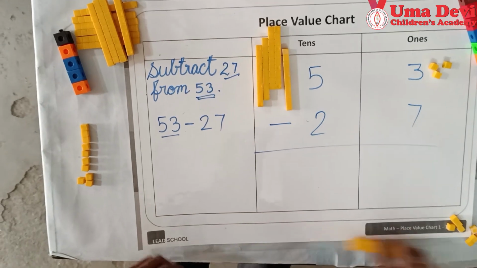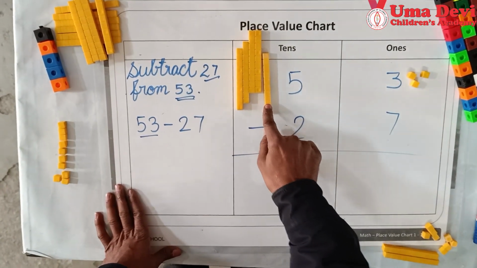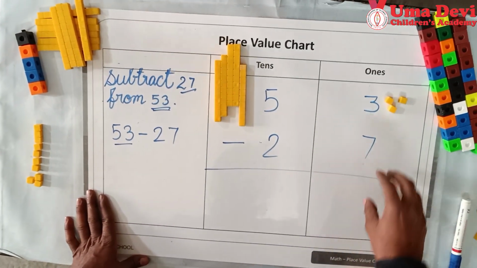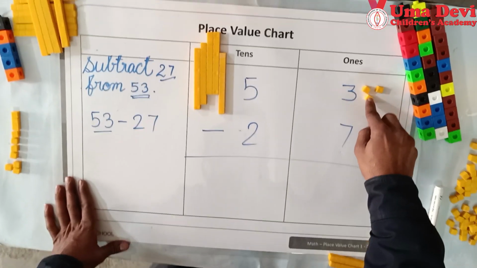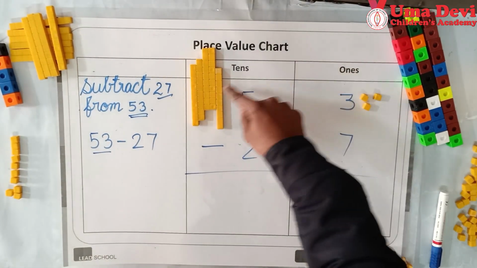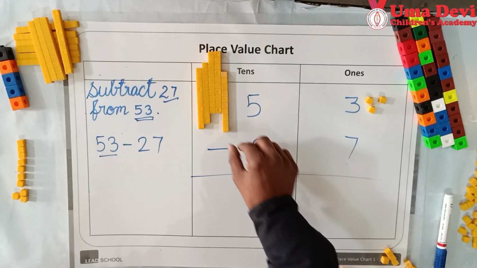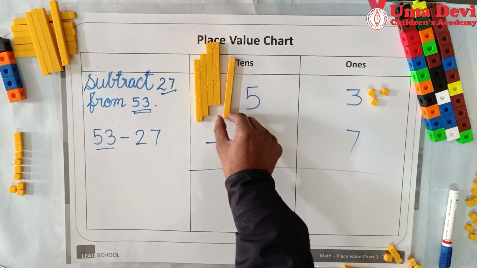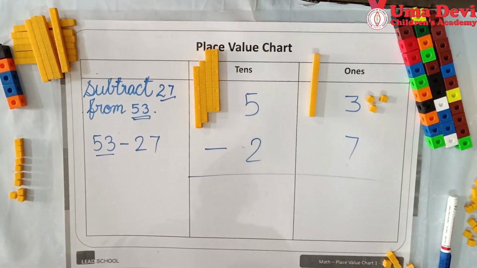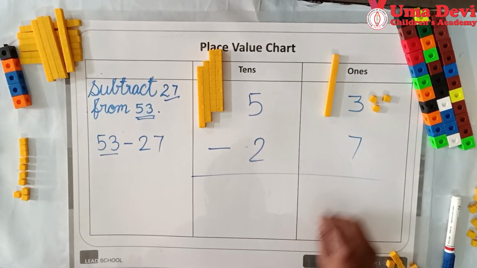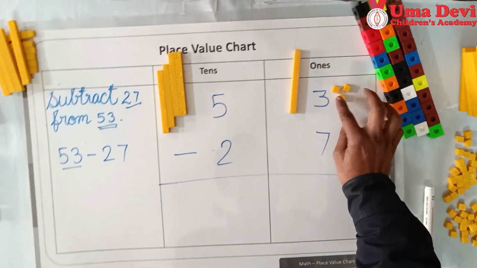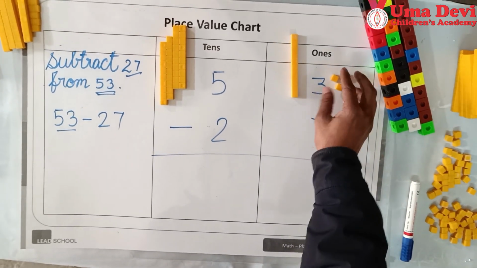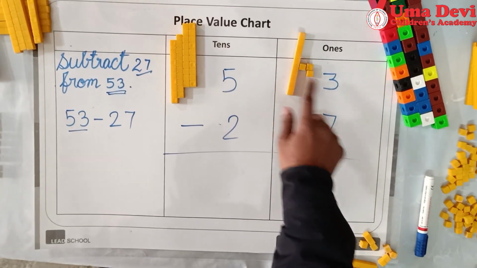So look here. I told you this means 5 tens blocks are here, and there are 3 ones blocks. But we have to take away 7 from these 3. What will we do? We will borrow from here. Borrowed. Okay. So I am giving this ten to this ones place. Now how many are there? This is 10 and 3. It means 13. Okay, 13 are there.